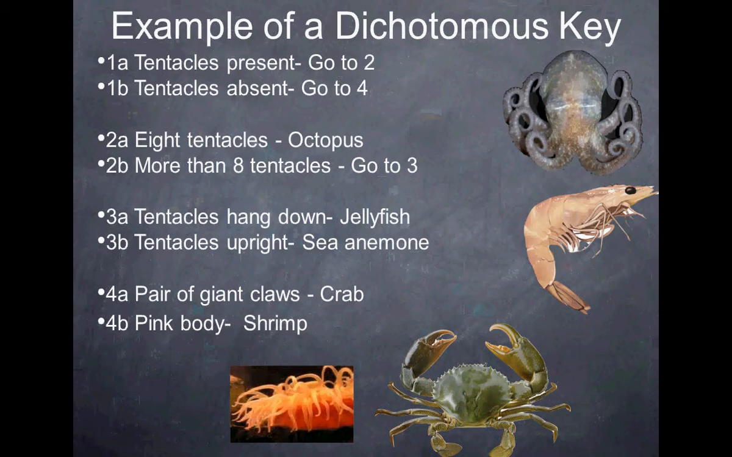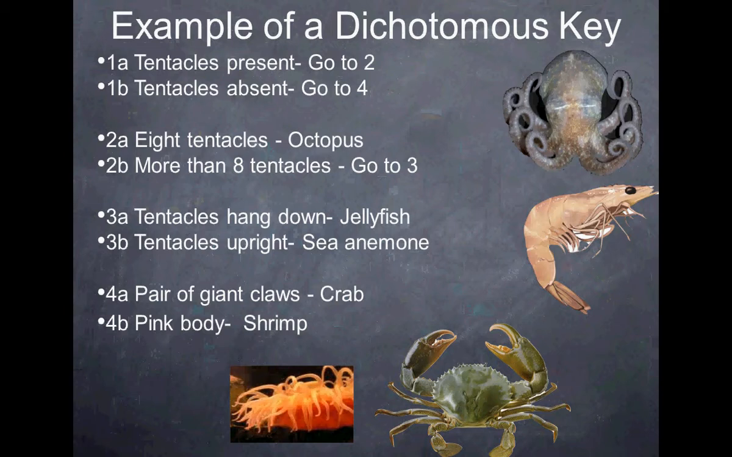Who wants to do this one? Jenna. Number one, what would you say? Tentacles are absent. So next we go to four. What'd you say there? It doesn't have a pair of giant claws, so it's a shrimp. Yes, I think it's a shrimp. You guys don't have it. I mean, I don't have it up here. You do have it. This organism right here.